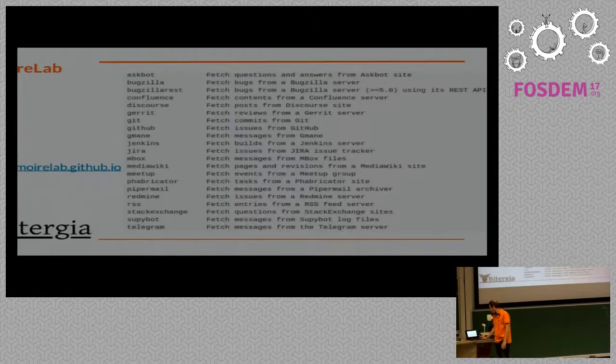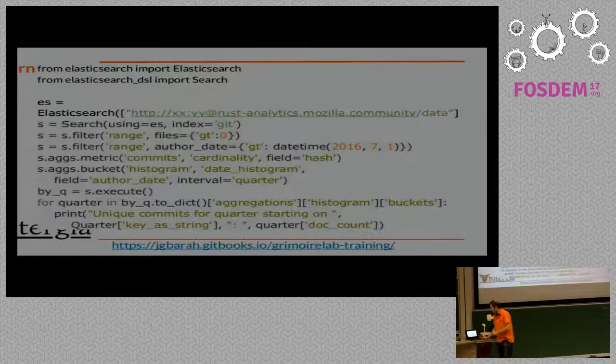It's very easy. So for instance, these are the tools, these are the backends supported, and this is a very simple Python code, which gives the number of commits, removing merge commits, from a certain date by quarter. So you can see that it's not rocket science. It's just a couple of queries, and this is standard Elasticsearch, so there's nothing specific to our tools.